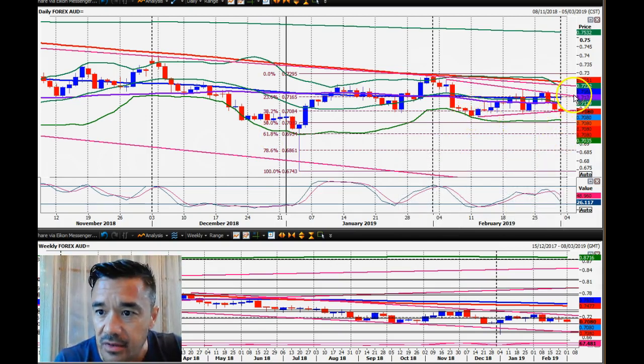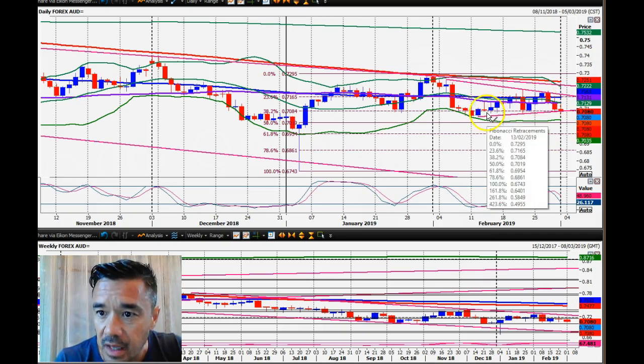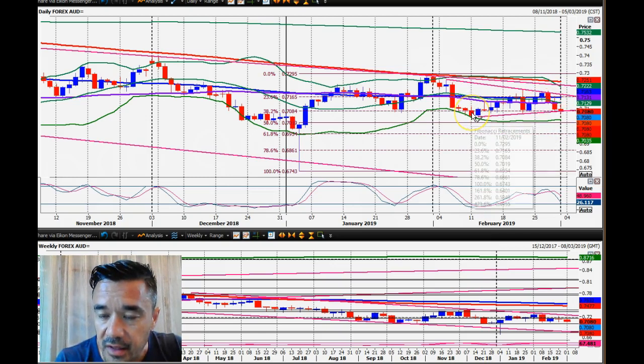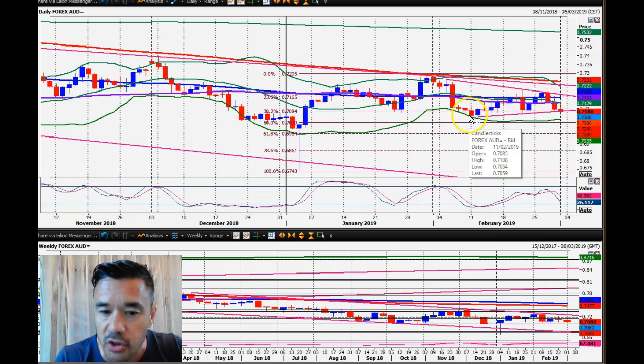So that would be a nice move if we could catch it. There's no guarantee because this market does seem to keep tracking back and forth, but there is a chance we'll get an extended move on a break below 70.50. It's worth a try.